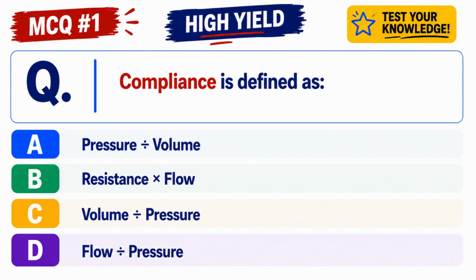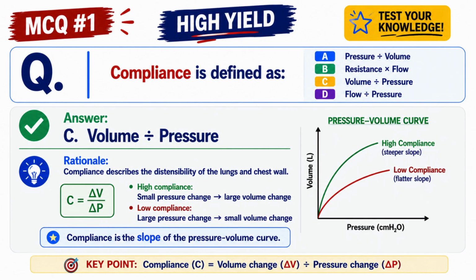The answer is C. Volume divided by pressure. Here's why. Compliance describes the distensibility of the lungs and the chest wall. The equation: compliance equals change in volume divided by change in pressure, C equals delta V divided by delta P.